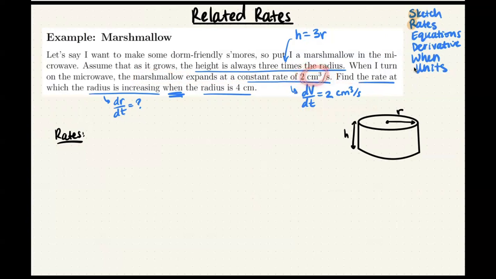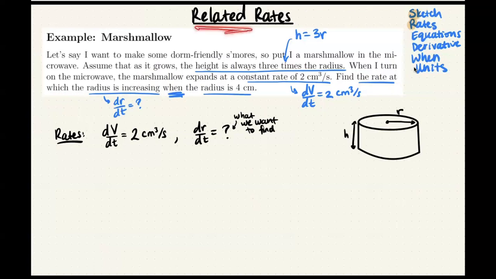This centimeter cubed tells me it's a volume. So I know dV/dt equals 2 centimeters cubed per second. And we're asked to find the rate at which the radius is increasing. So that tells us that dr/dt is what we want to find. That's what we're being asked about. Okay, so those are our rates. Now we need a way to relate the variables of these rates, V and r. We're going to do that in an equation.